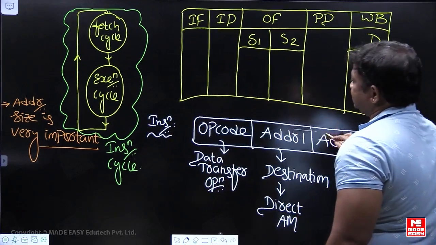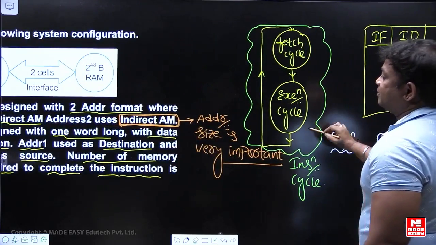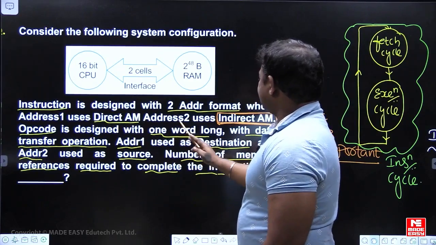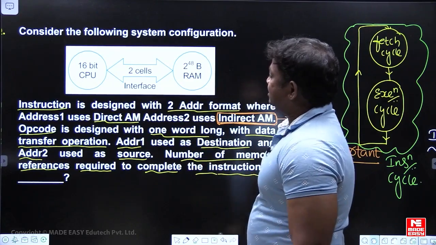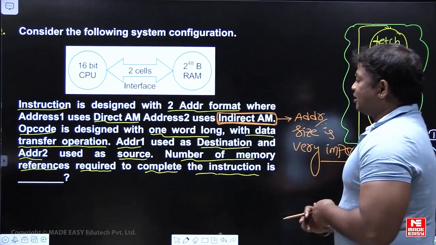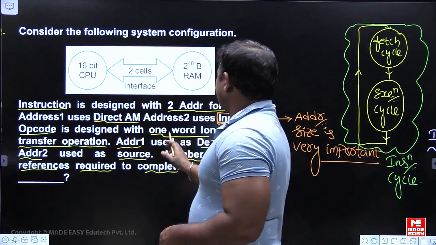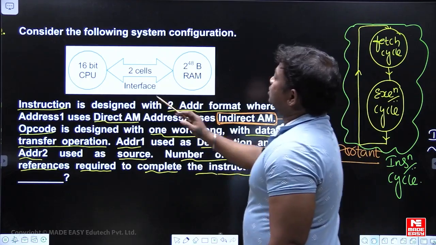Okay, see that. Here that is mentioned clearly. Address 1 uses direct addressing, address 2 uses indirect addressing. Opcode is a data transfer operation. Then what is the size of the opcode? 1 word. What is 1 word? 16 bit.